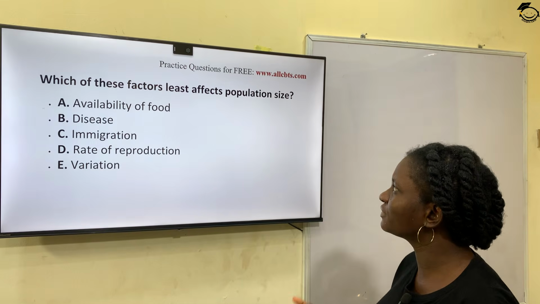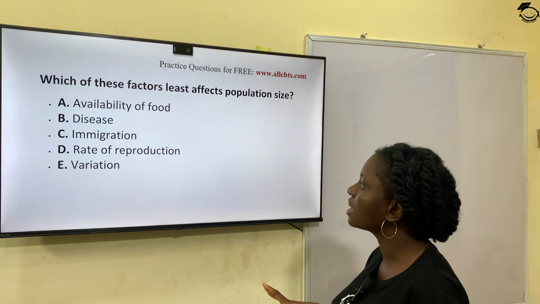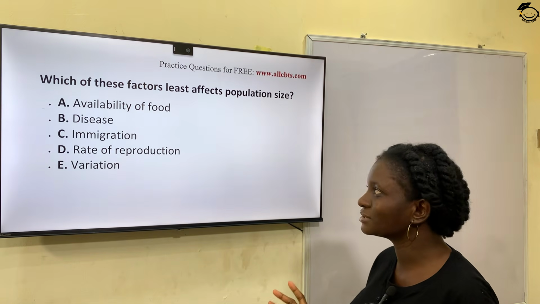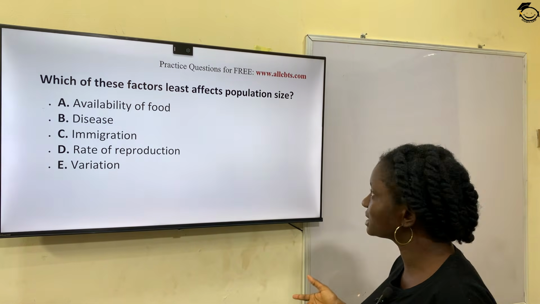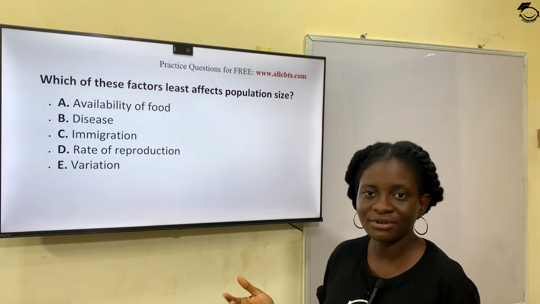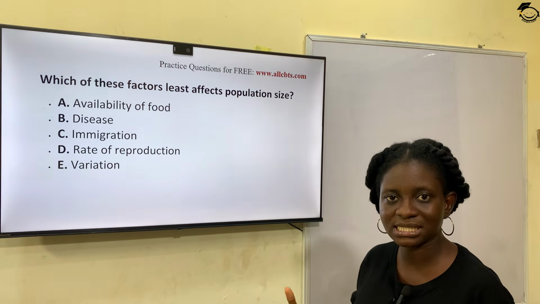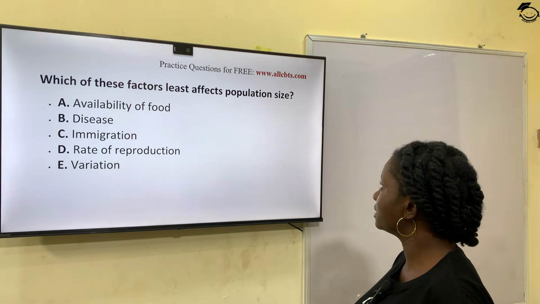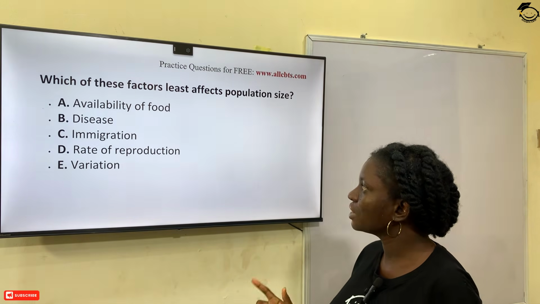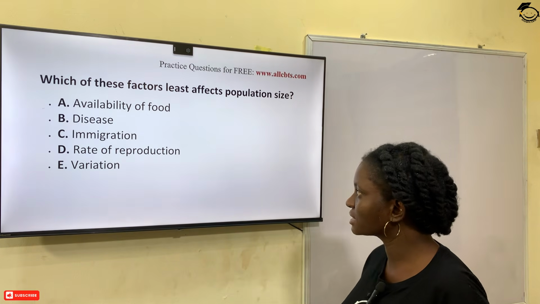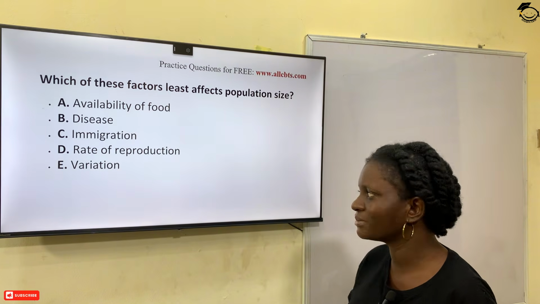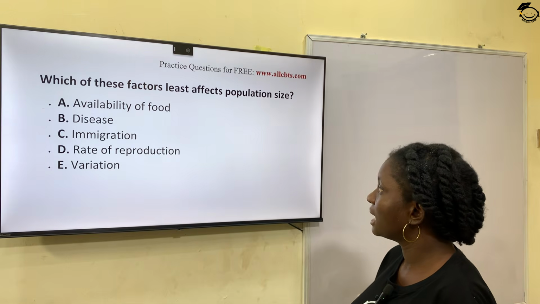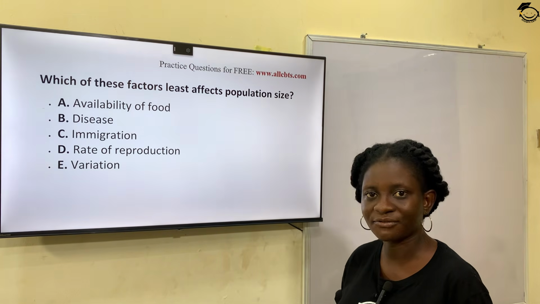Next question. Which of these factors least affects population size? I mean, which of these factors is not involved directly in affecting population size? A, availability of food. In a situation where there is scarcity of food, there can be death, so the population size will reduce. Disease also reduces population size. Immigration, movement from one place to another, also changes population size. And rate of reproduction too affects population size.